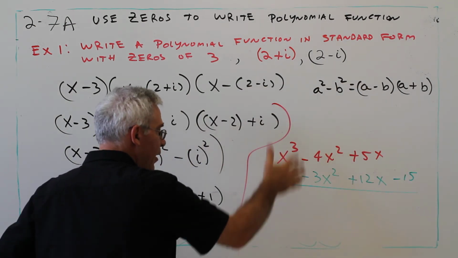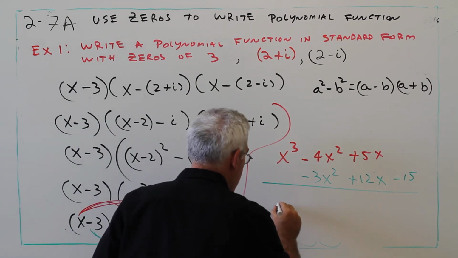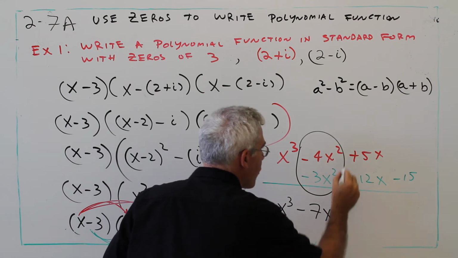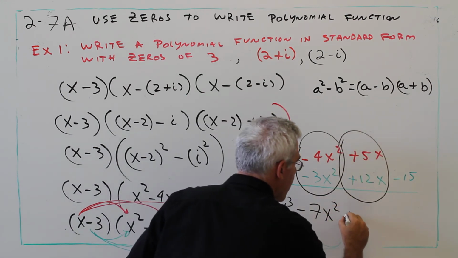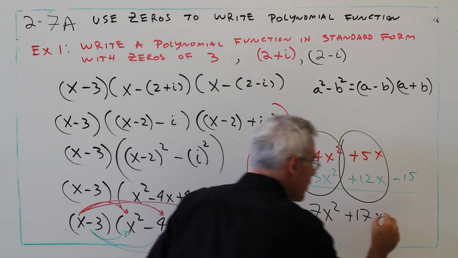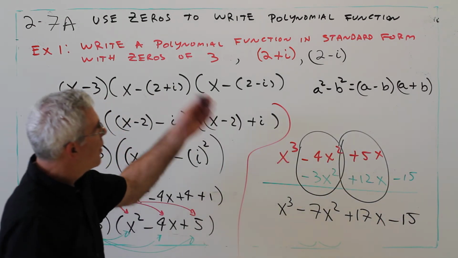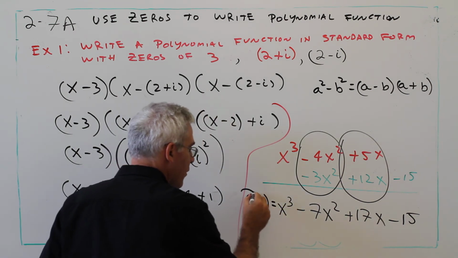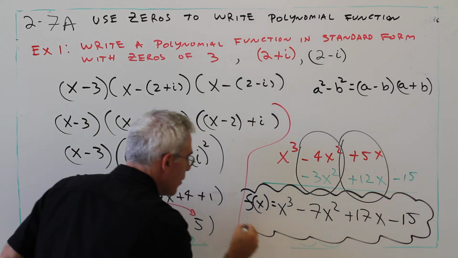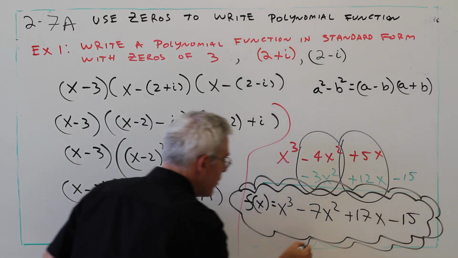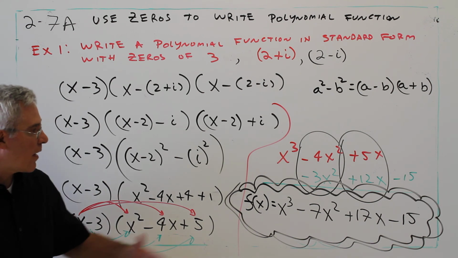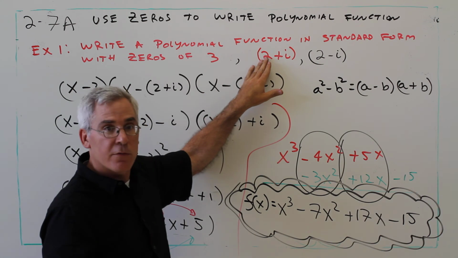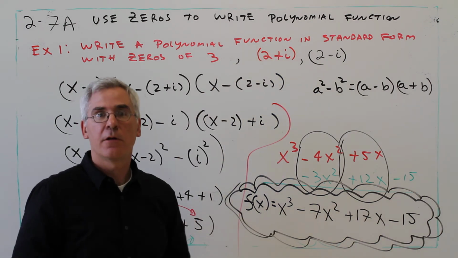And now I will simply combine my like terms. x cubed minus 7x squared plus 17x minus 15. I'll just write it in functional form. f of x equals x cubed minus 7x squared plus 17x minus 15. And this is my answer. So there you have it. How to use zeros to write a polynomial function in standard form.